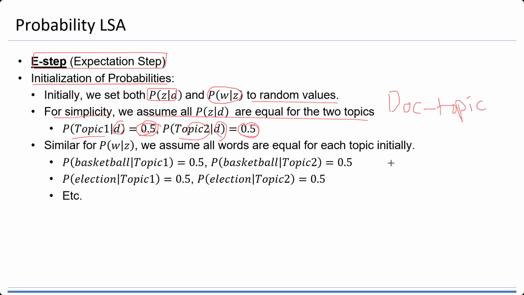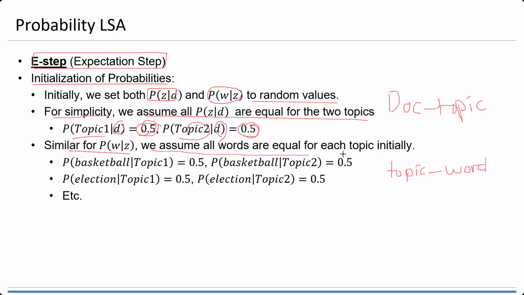For the topic word distribution, we also have the same idea. We will just assign randomly, similar to the P(W|Z).